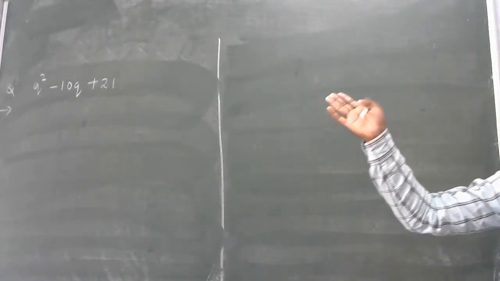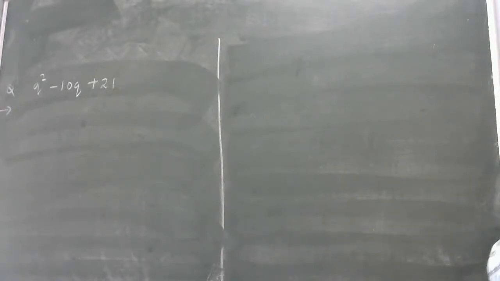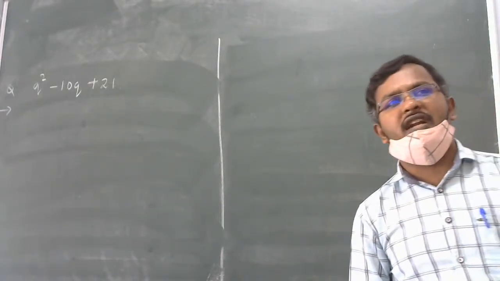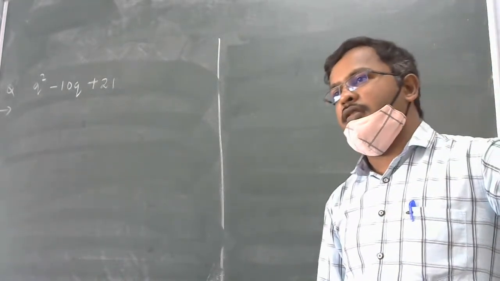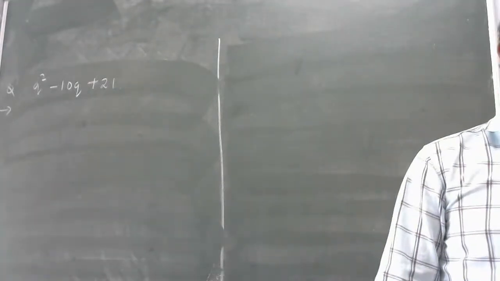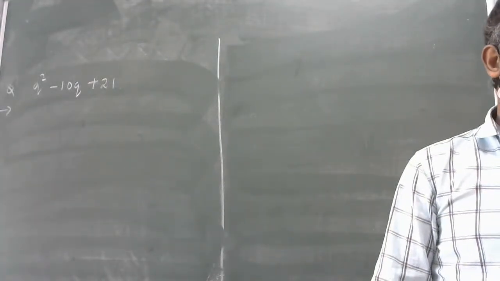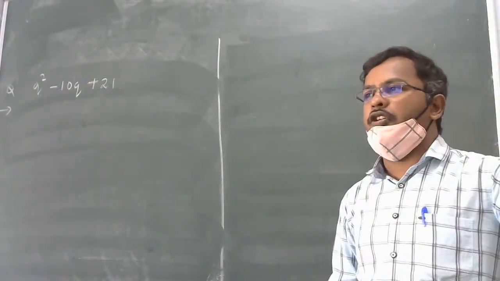First one we can write because q square is there, you can write it as q whole square. But what about the last term? 21 is there. Can we write it as square of some number? So we cannot write 21 as square of a number. So that also we cannot use. A square minus b square, that also we cannot use.